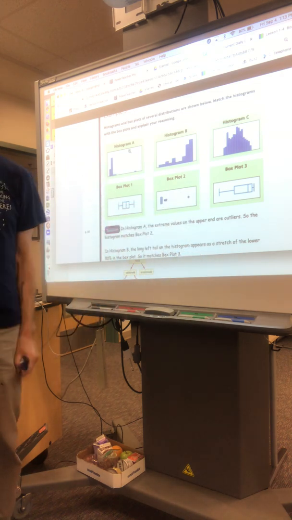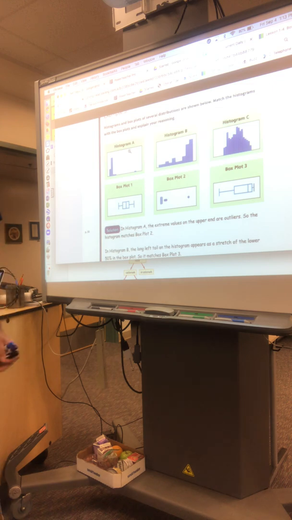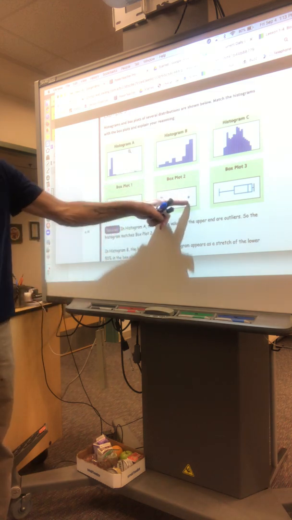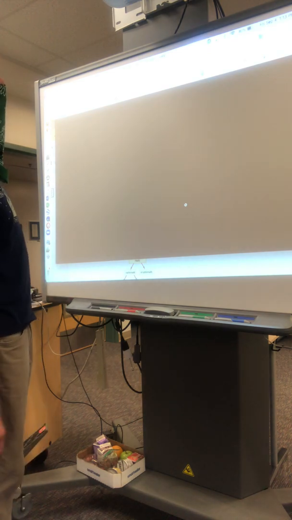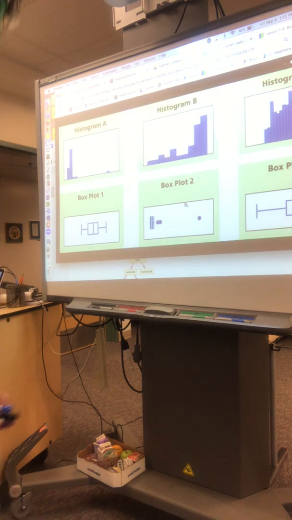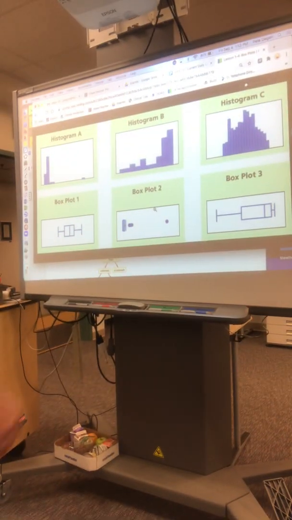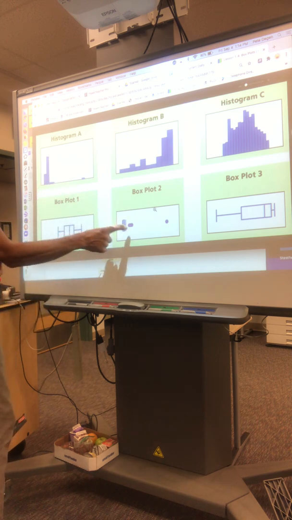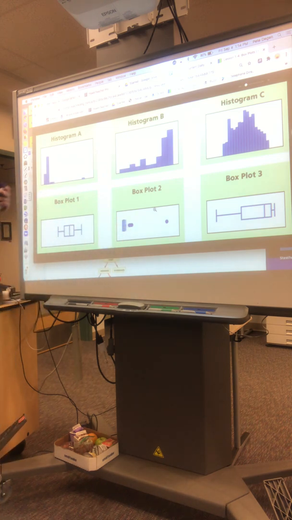So which of these would it make sense to match up with? Box plot 2. Yeah, there's your outlier here. Yeah, so here's your outlier right here, and then here's all the data squeezed in. In fact, these are even considered to be outliers because there's so much clumping into those first couple of bars there. Okay, so which was that one going to match up with?